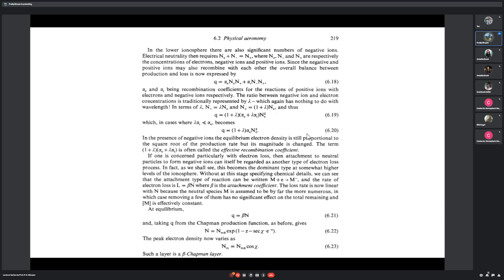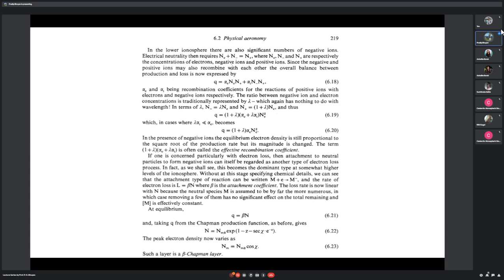Lambda is the ratio of the negative ion concentration to the electron number concentration. And alpha E and alpha I, we have already defined: the recombination coefficient for electrons and the recombination coefficient for ions. Ne square, Ne is the number of electrons, squared. Okay, that means it is not linear. Your production in this case, if it is alpha N square, is not linear.